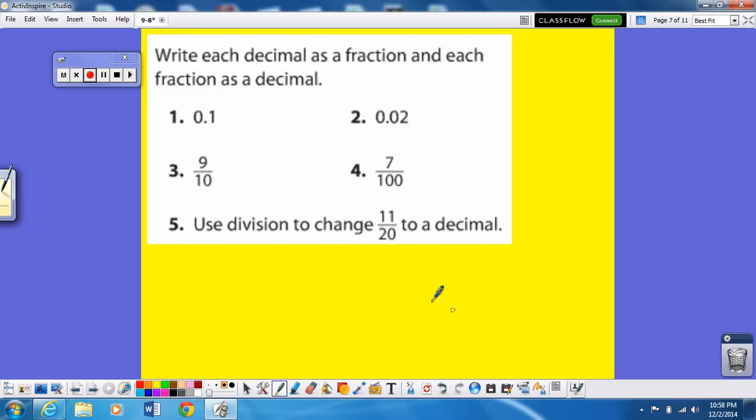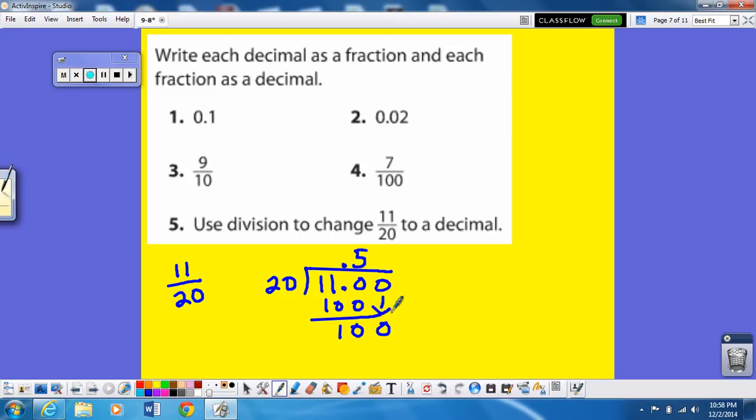Now, let me erase this because this does say to use division. So let's go ahead and do it that way as well. I just wanted to show you that really neat way of finding equivalent fractions with powers of 10 for your denominators. Okay, so 11 divided by 20 would look like this. 11 divided by 20. So let's add our decimal and a couple of zeros. Bring that baby up. 20 doesn't go into 11, but it does go into 110 5 times. 5 times 20 is 100. Subtract, bring down. 20 goes into 100 5 times. 5 times 20 is 100. And you see just as easily I got the same answer. 11/20ths as a fraction is 55/100ths as a decimal.